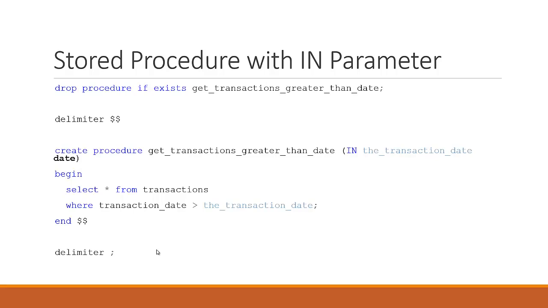All right, so I'm going to introduce the parameter itself. As you can see, this is what the parameter looks like here, the transaction date. First, let me talk about what this procedure is. This procedure is called get transactions greater than date. The date it's referring to is the date that I'm passing in as an in parameter. So we're saying get transactions greater than some date that we're passing in.